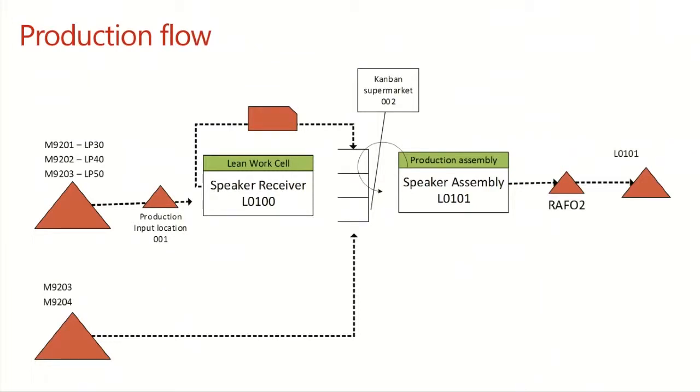What will happen is, I hope, that I will be consuming an item that came from the Kanban process. That was my speaker receiver, 20, that's what we produced. And the rest will be moved from the warehousing facility, as you can see there, and these are the items M9203 and M9204. So let's see how that works.